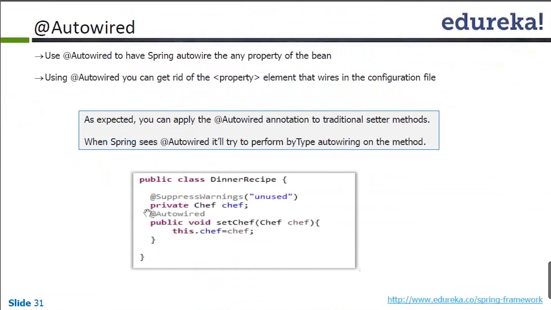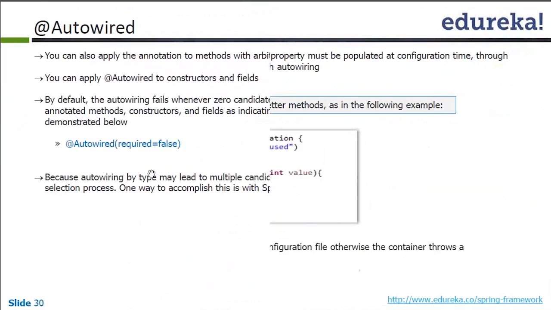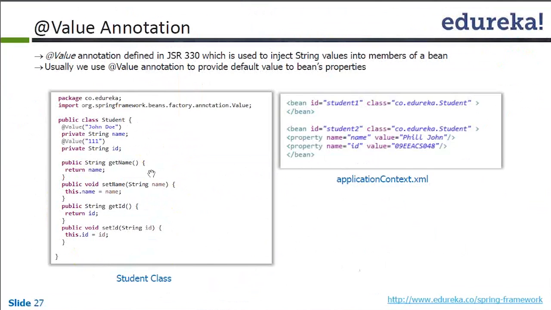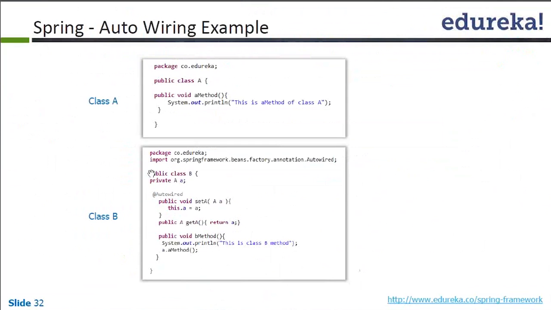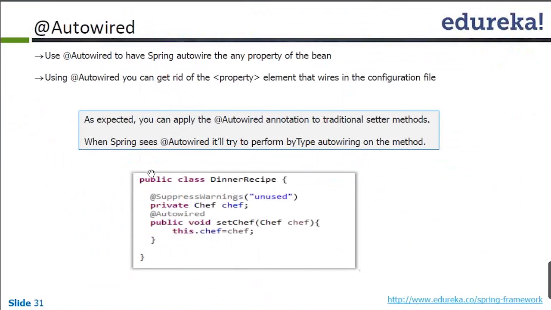Use @Autowired to have Spring autowire any property of the bean. Using @Autowired, you can get rid of the property element that wires in the configuration file. That we know. We had seen that also in the XML declaration, but now we will be seeing it using an annotation, that is @Autowired. How? We will see now.